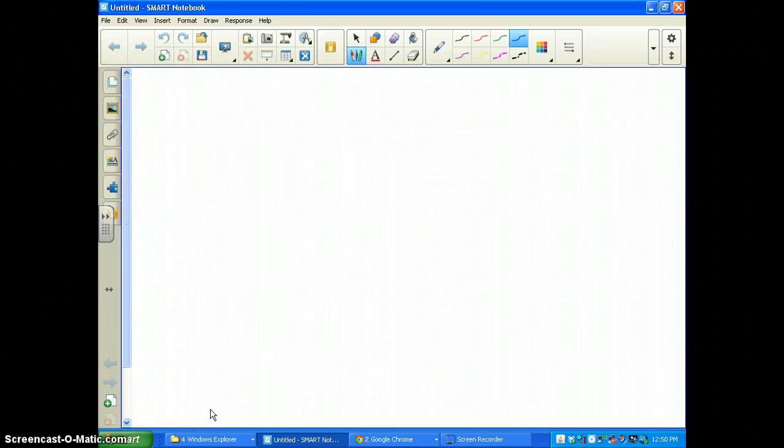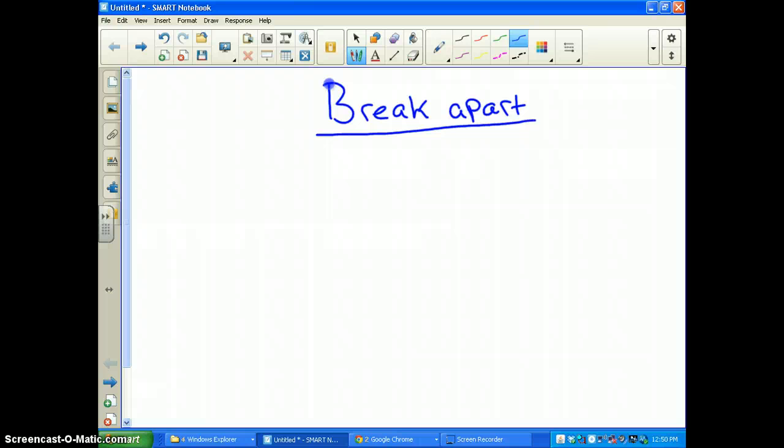Okay, today what we are going to do is multiply in a particular way. There are several ways to multiply. Today we are going to work on what is called the break apart method. Now the break apart method is one of many methods to do multiplication.